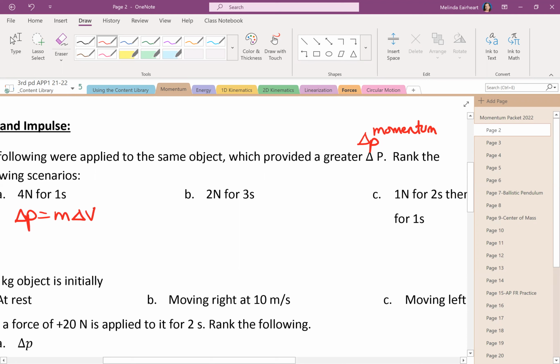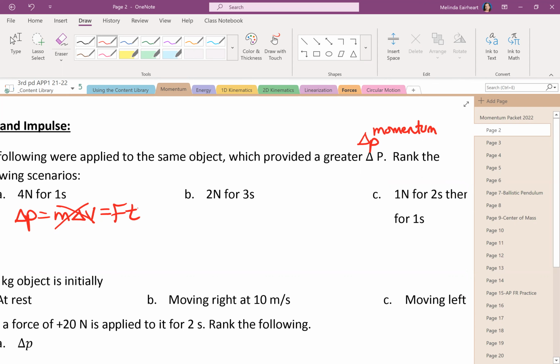Do we know the mass? Do we know the velocities? No. What's our other equation equal to change in momentum? Force times time. And so that force times time is that impulse. Change in momentum is impulse. So once you realize that, the math is easy.